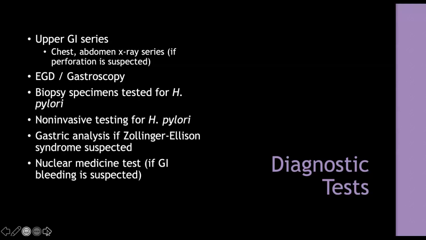An EGD or gastroscopy, that's the scope, the upper GI scope. A biopsy: if they're able to do a scope, frequently they'll take a little sample of the specimen and test it for Helicobacter pylori. There's other non-invasive testing that they can do for Helicobacter pylori as well, without having to do the whole scope. If it's that rare disorder, Zollinger-Ellison syndrome, they may do some additional gastric analysis if they suspect that's the underlying cause. If there results in a GI bleed, they may have to do a bleeding scan or some other additional test within nuclear medicine to find the source of the bleeding.